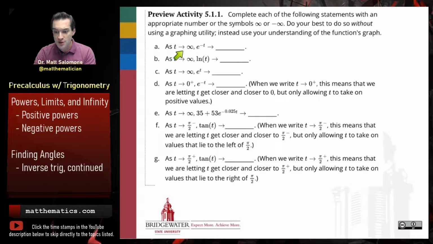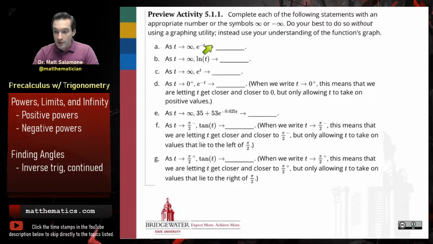What this notation is asking is, as the value of t gets very large, so as t tends to positive infinity, what is the value of e to the minus t going to be doing ultimately? As t gets really large, what happens to e to the minus t? And what we're being asked to do in this activity is to try and do this reasoning without resorting to a graphing tool, but rather using what we know about the shape of the graph of this function.